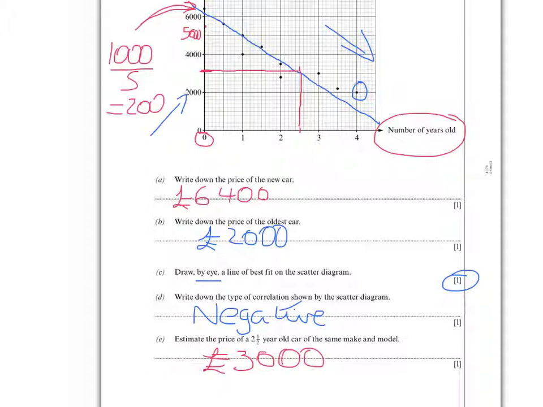Now whatever you've drawn as your line of best fit, you need to write down that answer. It doesn't matter if you're slightly off, the examiner will accept the answer that you have got from drawing up from 2.5 to touching your line and across. And they'll probably accept a few answers between about 2,600 and 3,200, and that gives you your final mark.